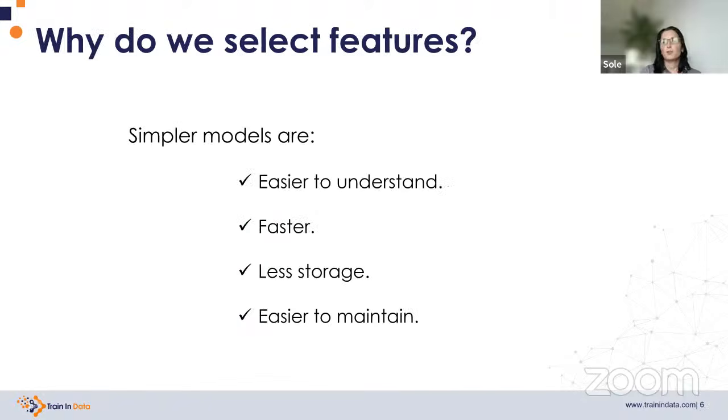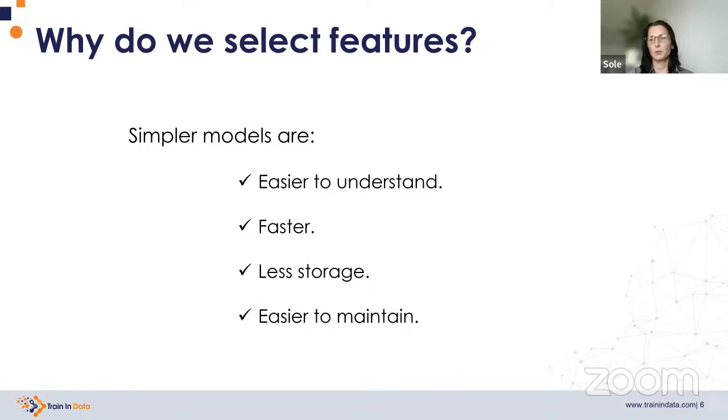This taps into the question of why do we select features? Why do we not just use everything that we have in the data set? There is a very practical answer to this question, and it is that simpler models, that is models with fewer features, are easier to understand, they run faster, they use less storage, and they are easier to maintain.